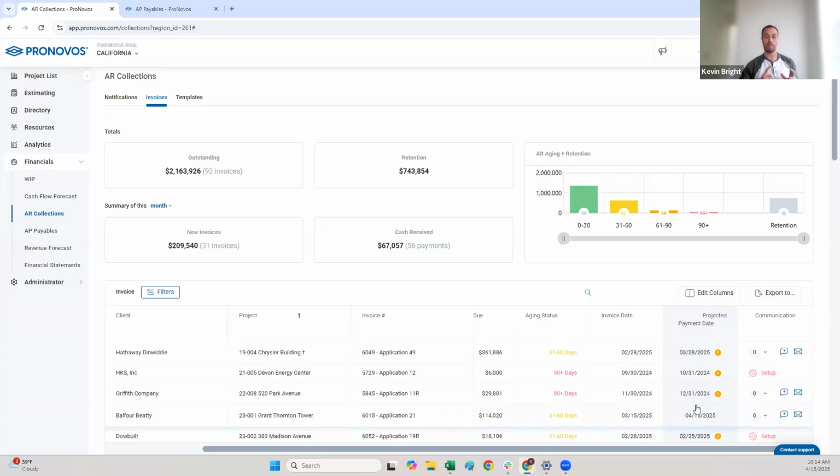Again, review the payment history on that project. Four, set up the notifications so you're automatically following up with your clients. And the fifth point, link your AP invoices to your AR invoices. From a cash flow standpoint, you're making sure that you're not paying vendors and subs until you're paid by your client.